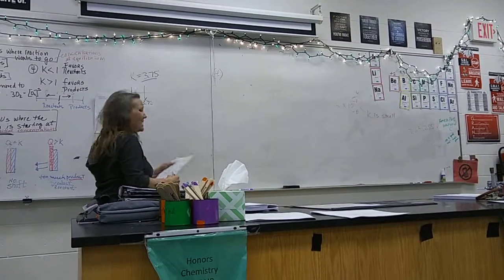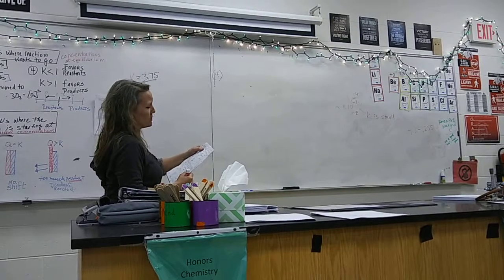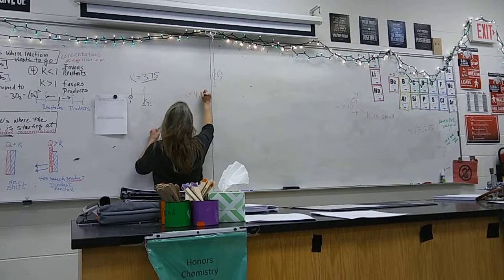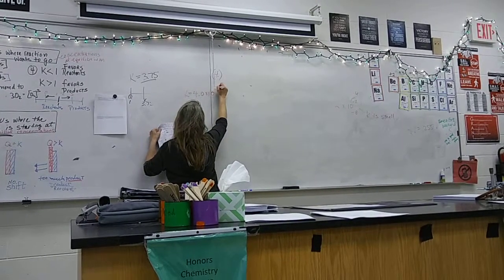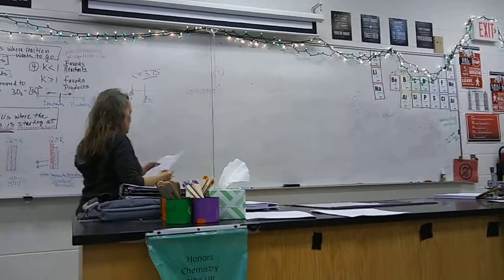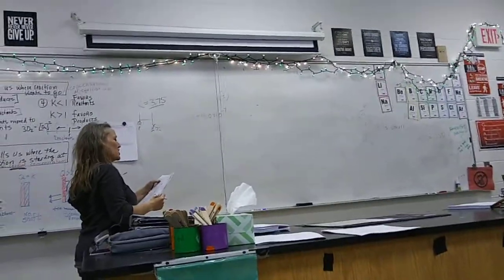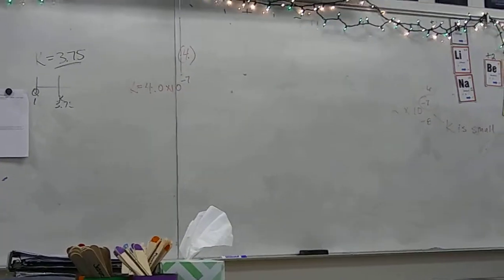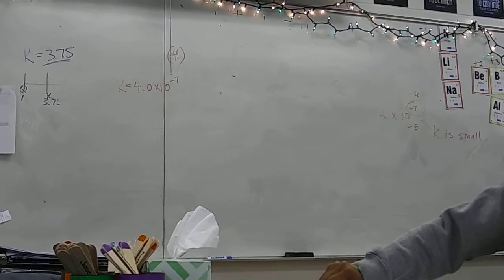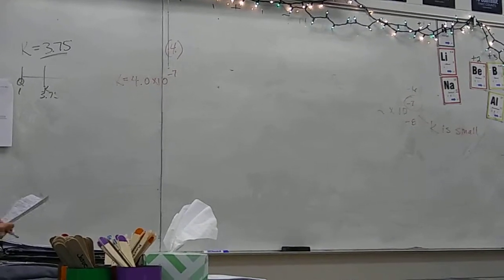So, number 4, if you notice, at a particular temperature, K equals 4 times 10 to the minus 7. Guess what? K is small, okay? So if it's small, you can assume x will be insignificant, so remove it from the equation on the reactant side. Reactant side, not product side.